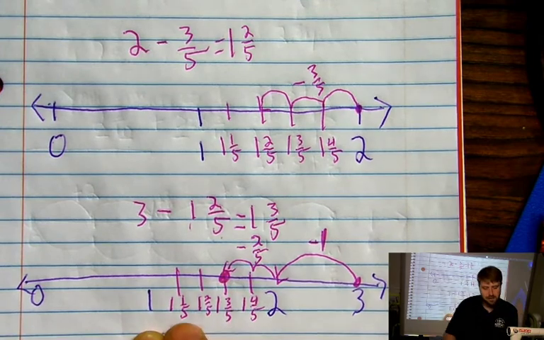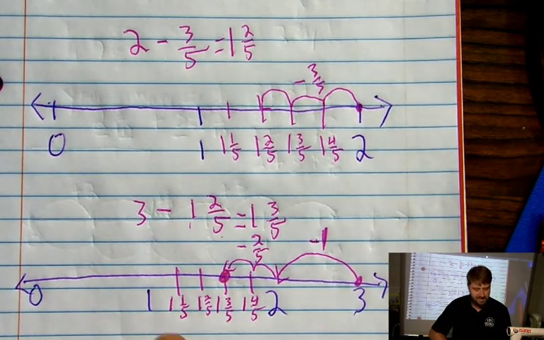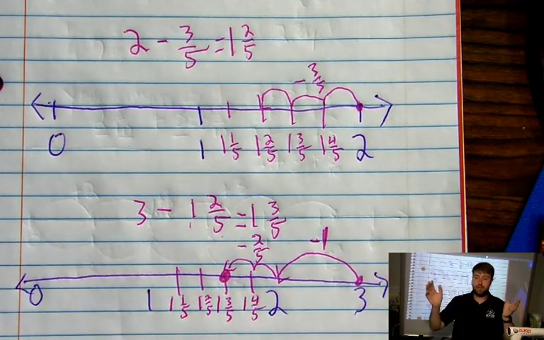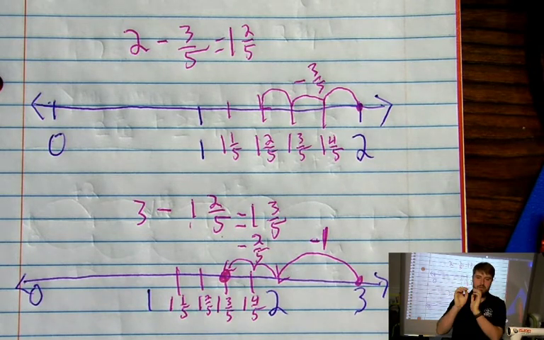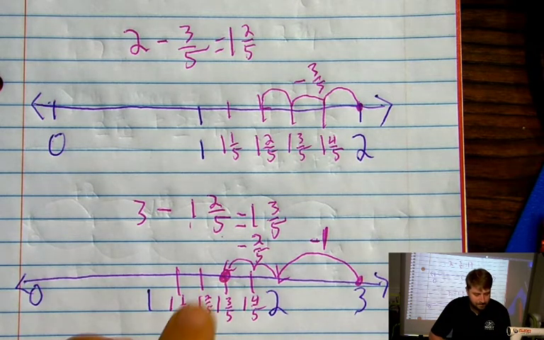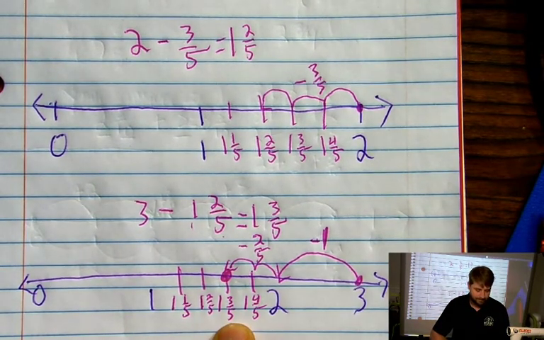Now, it was super helpful for me to label each of those dashes between 1 and 2 with my fifths. So 1 and 1/5, 1 and 2/5, 1 and 3/5, 1 and 4/5. So I knew right away I landed at 1 and 3/5.